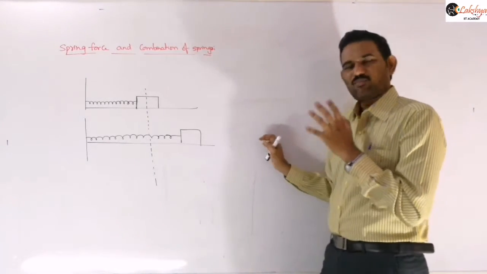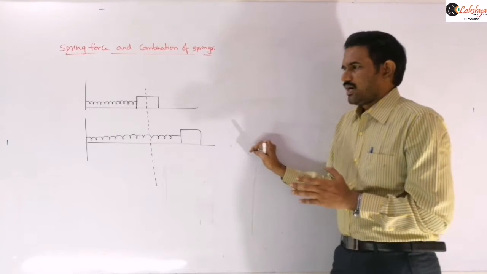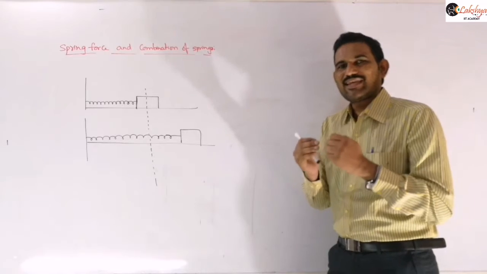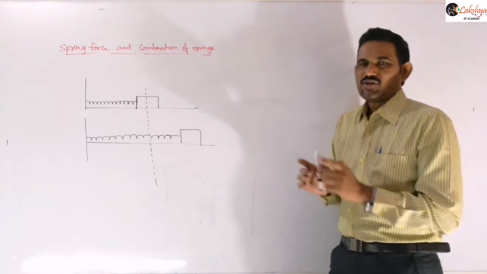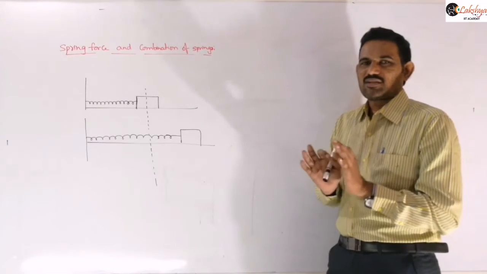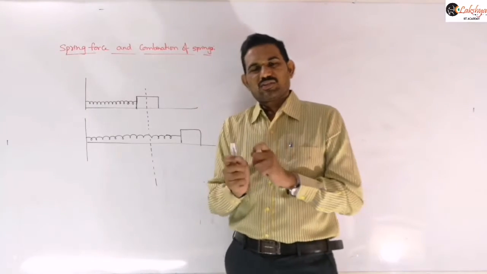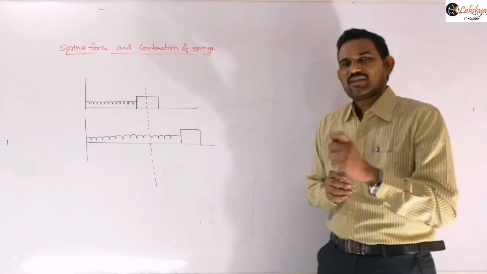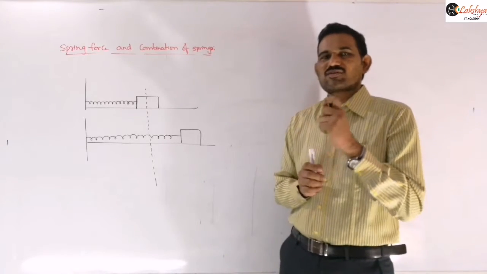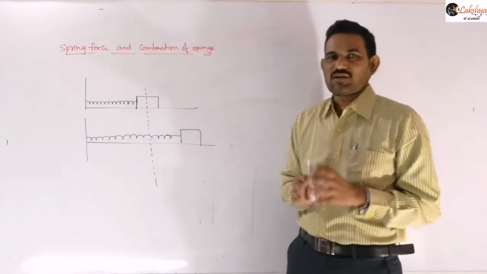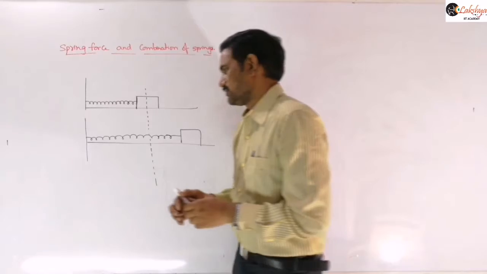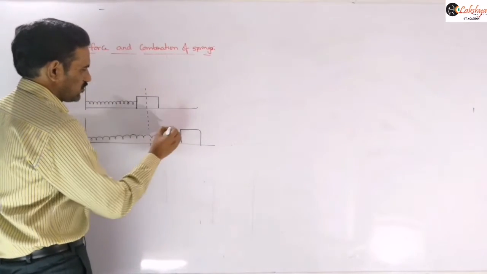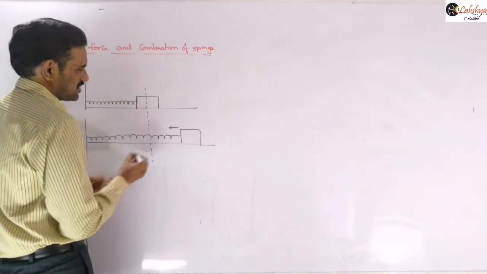So some restoring force will be developed here, and because of that restoring force the body will try to regain its original size and shape, right? In the spring, you need to remember that whenever a spring undergoes deformation, some restoring force is developed inside that spring. That spring force will always try to regain the original length of the spring. So here the force acting on this block will be like this.